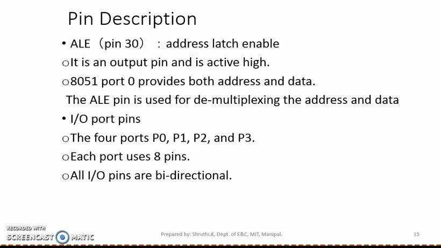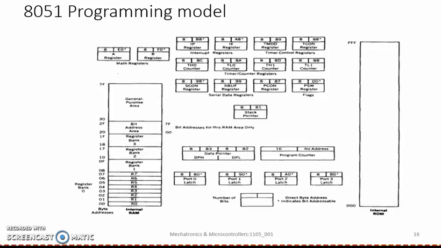Pin number 30, that is ALE, address latch enable. It is an output pin and it is active high. Port 0 provides both address and data. So this pin is used for demultiplexing the address and the data. Then we have the IO port pins. There are 4 ports, P0, P1, P2 and P3. Each port uses 8 pins and all IO pins are bidirectional.